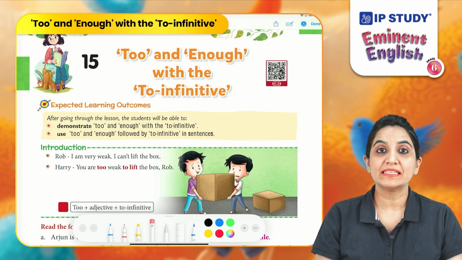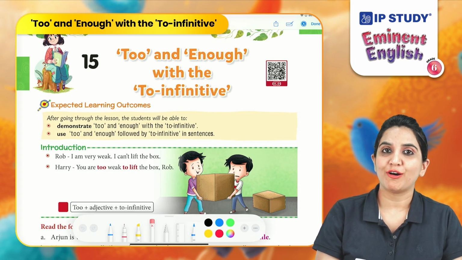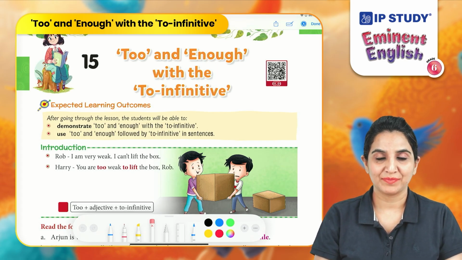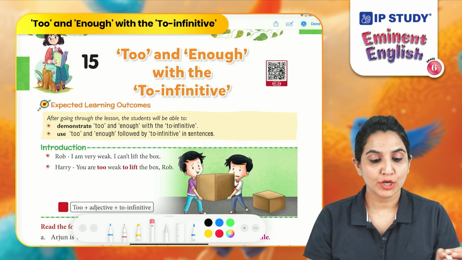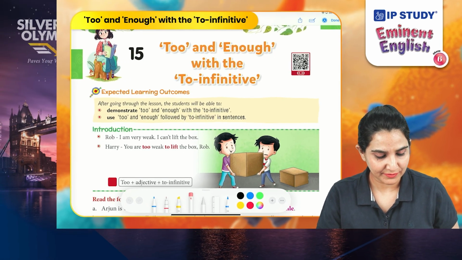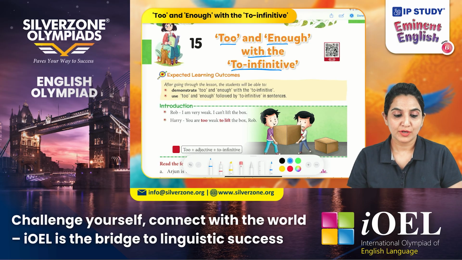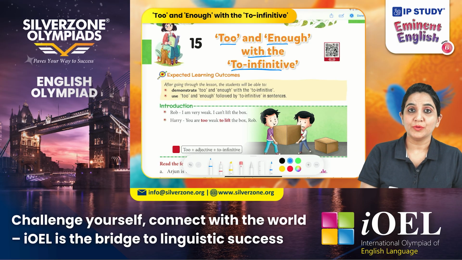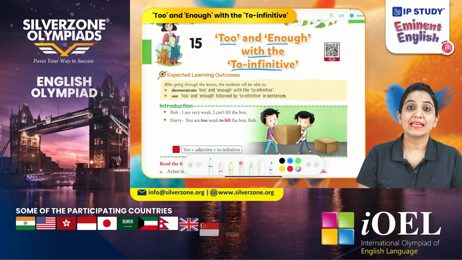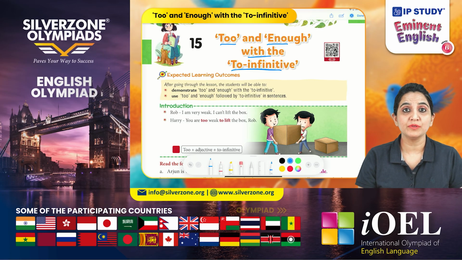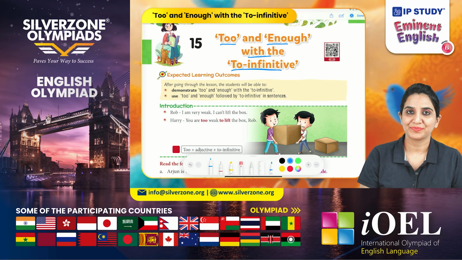Today we will discuss the 15th chapter of Grade 6 English Grammar. And our topic is "too" and "enough" with the to infinitive. So, as we all know, infinitive is the base form of verb. And to infinitive is the form of verb which is used with the preposition to.